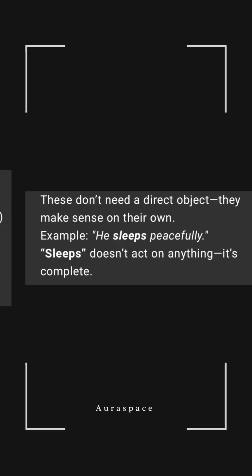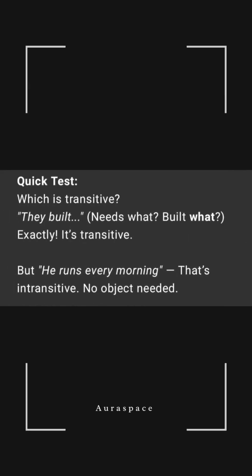The action is complete on its own. For example, in the sentence, he sleeps. Sleeps is an intransitive verb because it doesn't need a direct object to make sense. Right. So some verbs can be both transitive and intransitive depending on how they are used in a sentence.